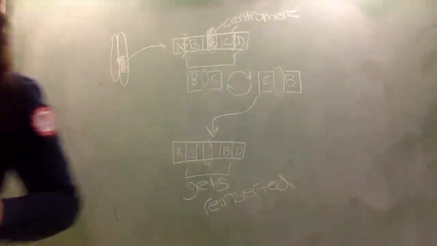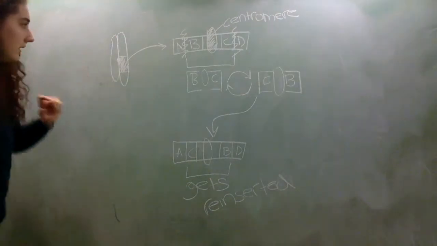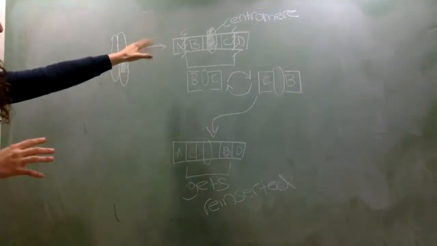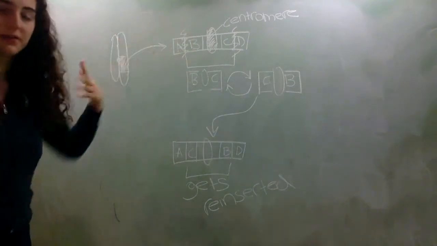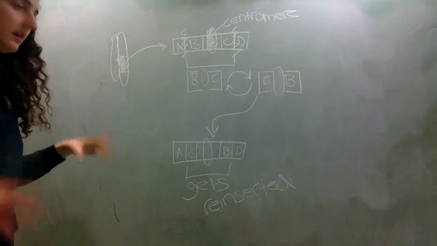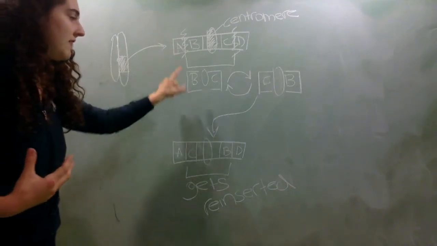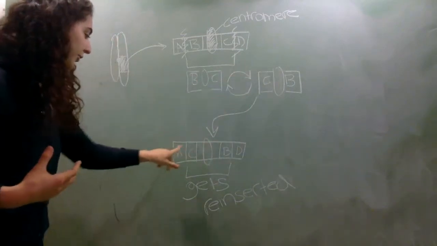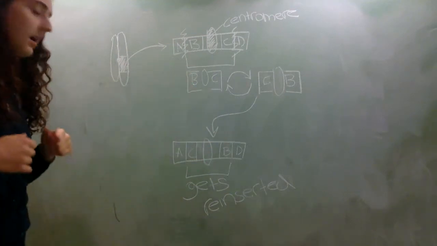So I'm going to step aside, and as you can see, we have a chromosome. The centromere is right here. So we have the segment of the chromosome, and here's the centromere, and this is cut. So imagine it being cut, removed, and then rotated. So it goes from BC to CB, and then it's reinserted as ACBD instead of ABCD.